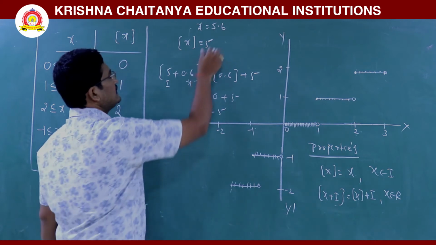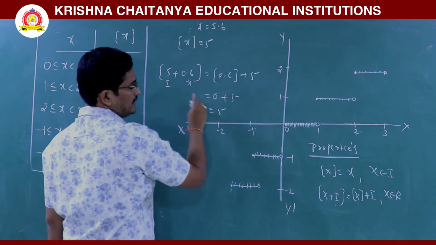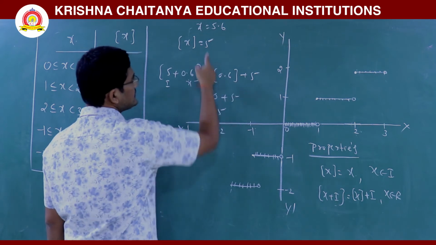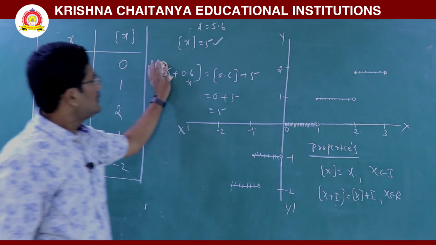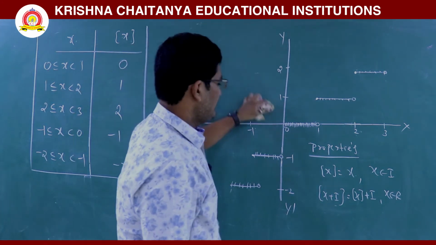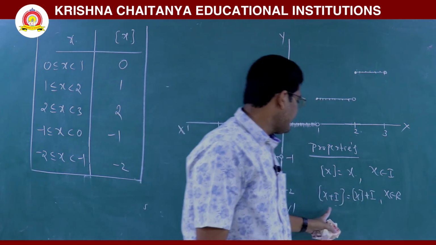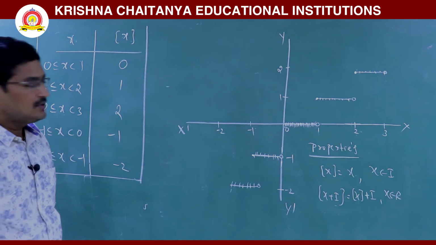Suppose you have to return this one in the form of floor of x plus I. By using the property floor x plus I, you will get the answer. Already you know what the answer is: 5. So it is one more property. Floor x equals x, where x is an integer. Floor of x plus I is equal to floor x plus I, where x is a real value.